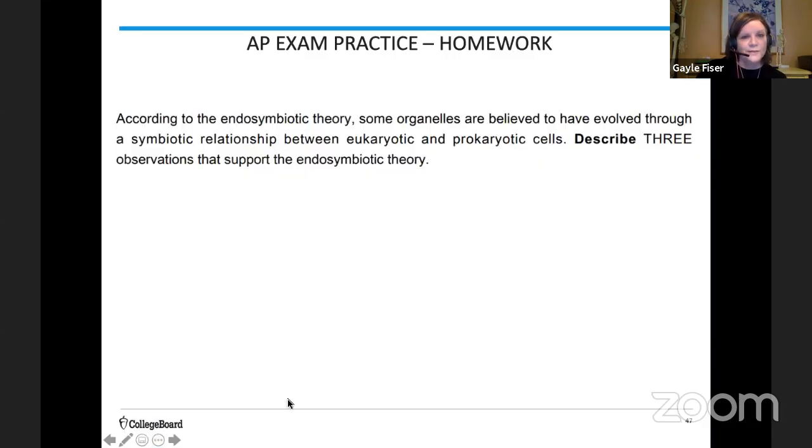And here's your homework for tonight. So, a very short FRQ, and we're going to use the word describe, and we're going to talk about endosymbiotic theory. According to the endosymbiotic theory, some organelles are believed to have evolved through a symbiotic relationship between eukaryotic and prokaryotic cells. Describe 3 observations that support the endosymbiotic theory. You can leave this behind, and you can look at the video later to look at it again, and then start writing that for tomorrow night's warm-up.